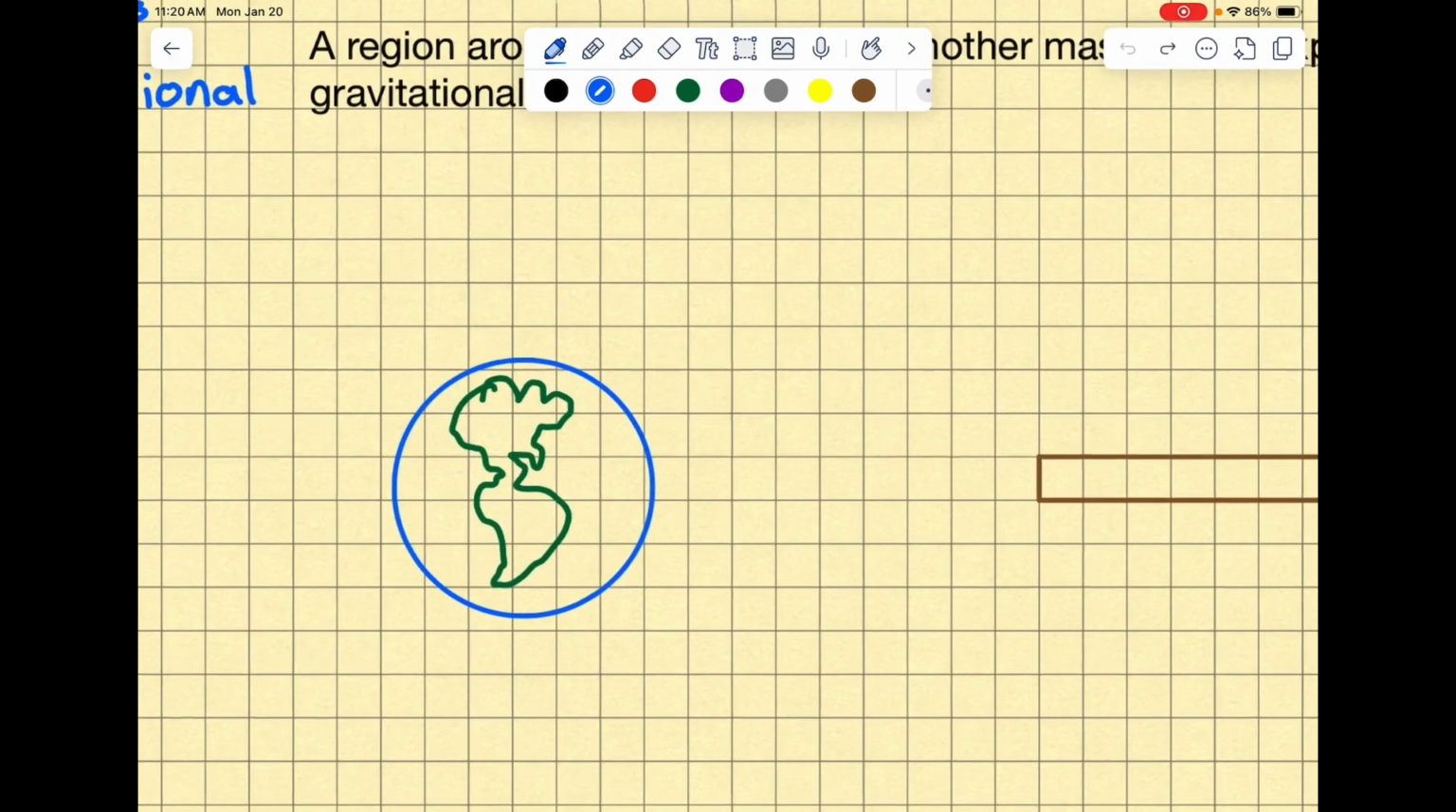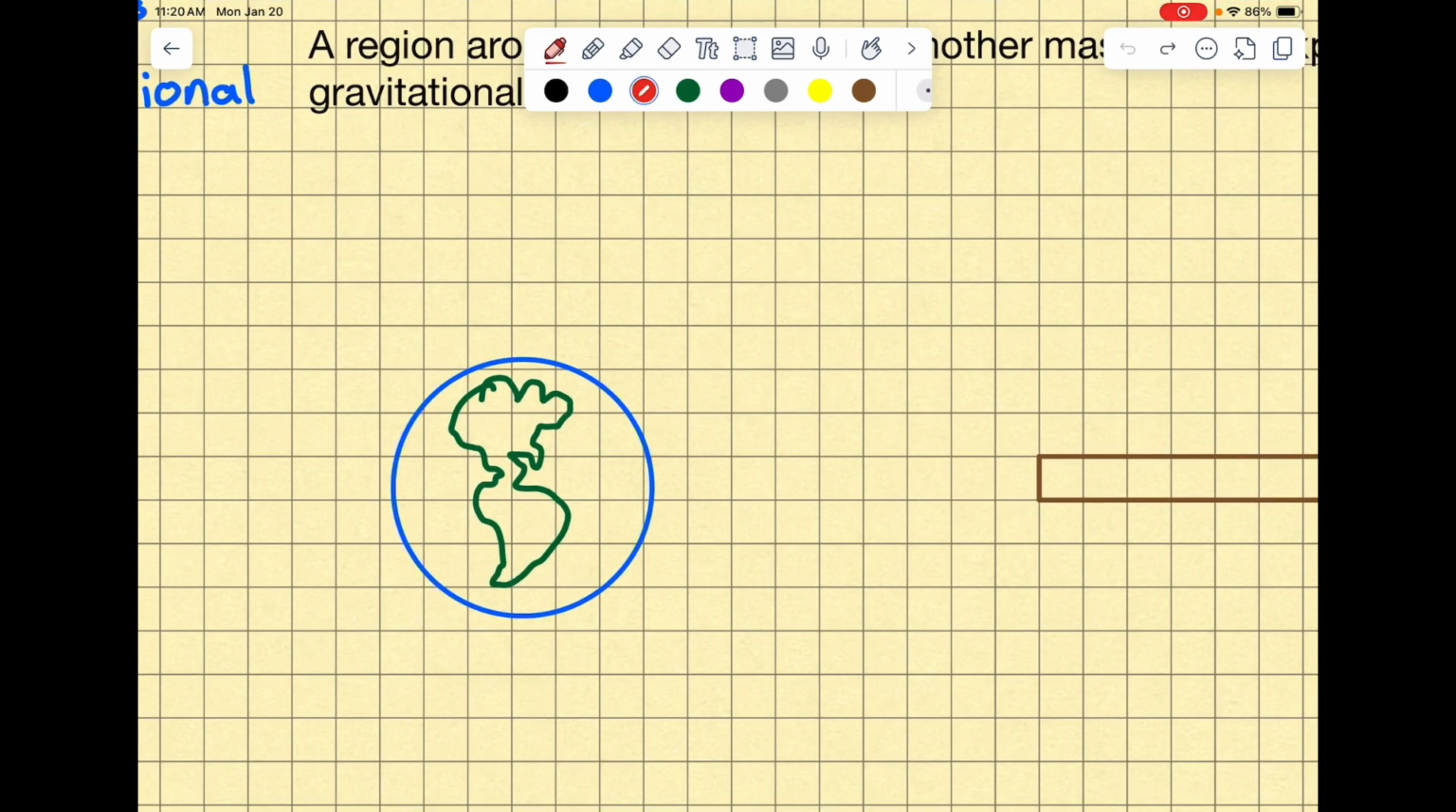So if you imagine something very large like a planet, like planet Earth, then the gravitational field is going to surround the planet and it's going to be directed in toward the center of the planet. And that's not surprising because you can imagine something falling toward the center of the planet. So I'm going to indicate this with some field lines directing toward the planet.